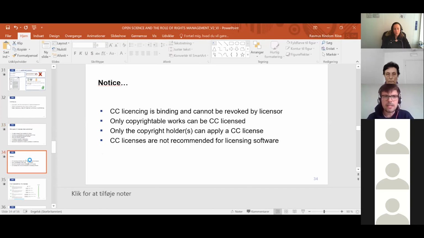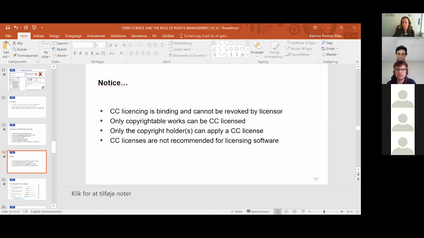But it's important to be aware that the licenses are binding and they cannot be revoked by the licensor. It's only copyrightable works that can be CC licensed. So works protected by other intellectual property rights, such as trademarks or patents, cannot be CC licensed. And only the copyright holder can decide which license should be applied to her or his work.